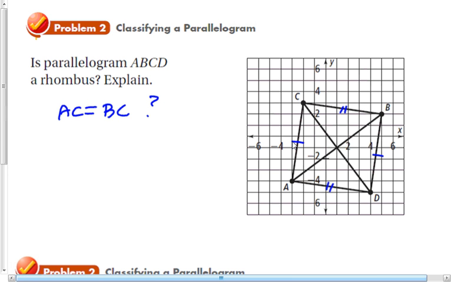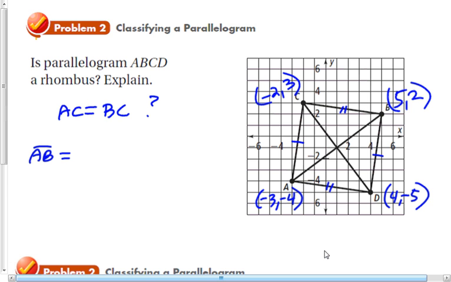Or we can check if the diagonals bisect opposite angles. That's pretty hard to do on a coordinate plane, though. The other thing we could do is check if the diagonals are perpendicular. If the diagonals are perpendicular, then we also have a rhombus. And that's what I'm going to do because I think it's easiest to use slope. So let's find the slope of AB. I'm going to need to write down the coordinates of these.